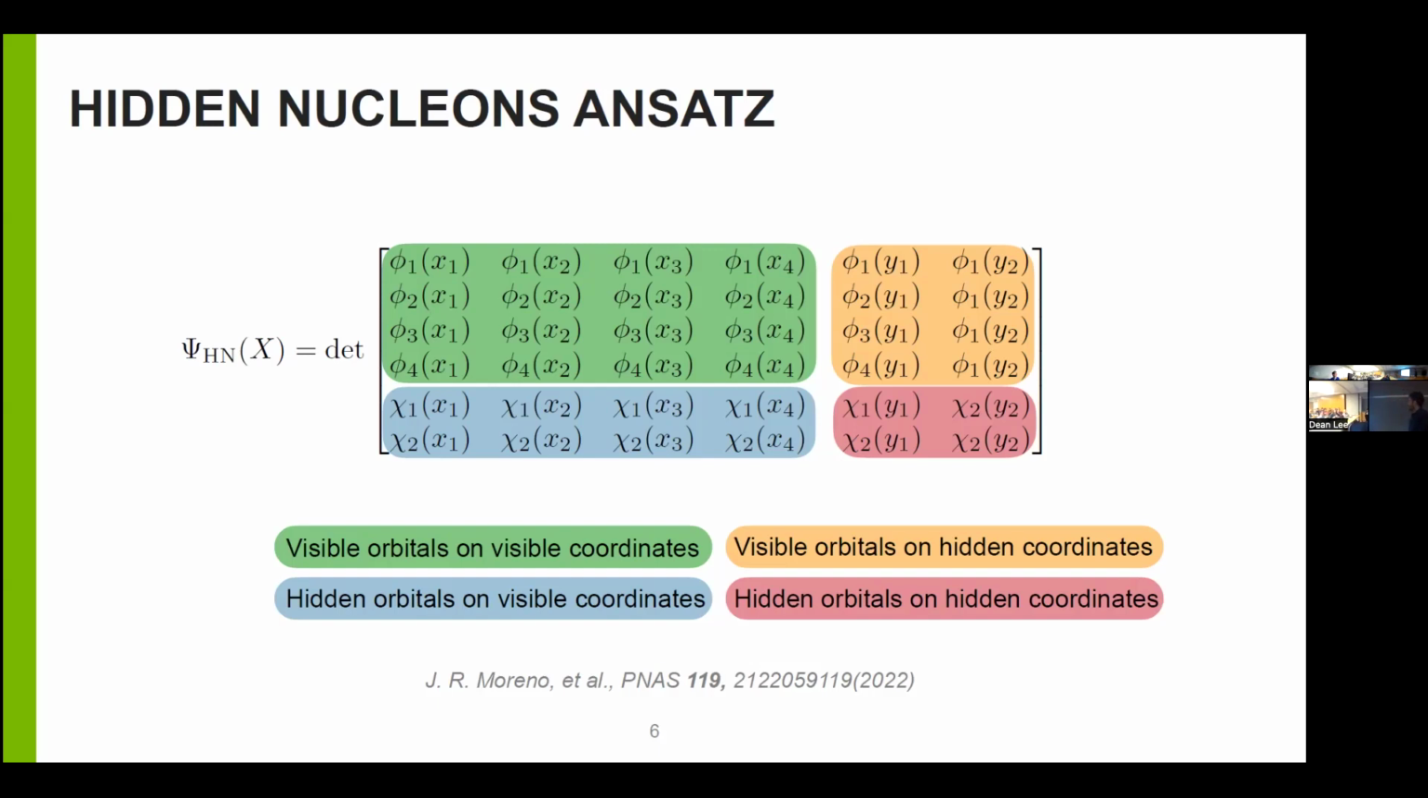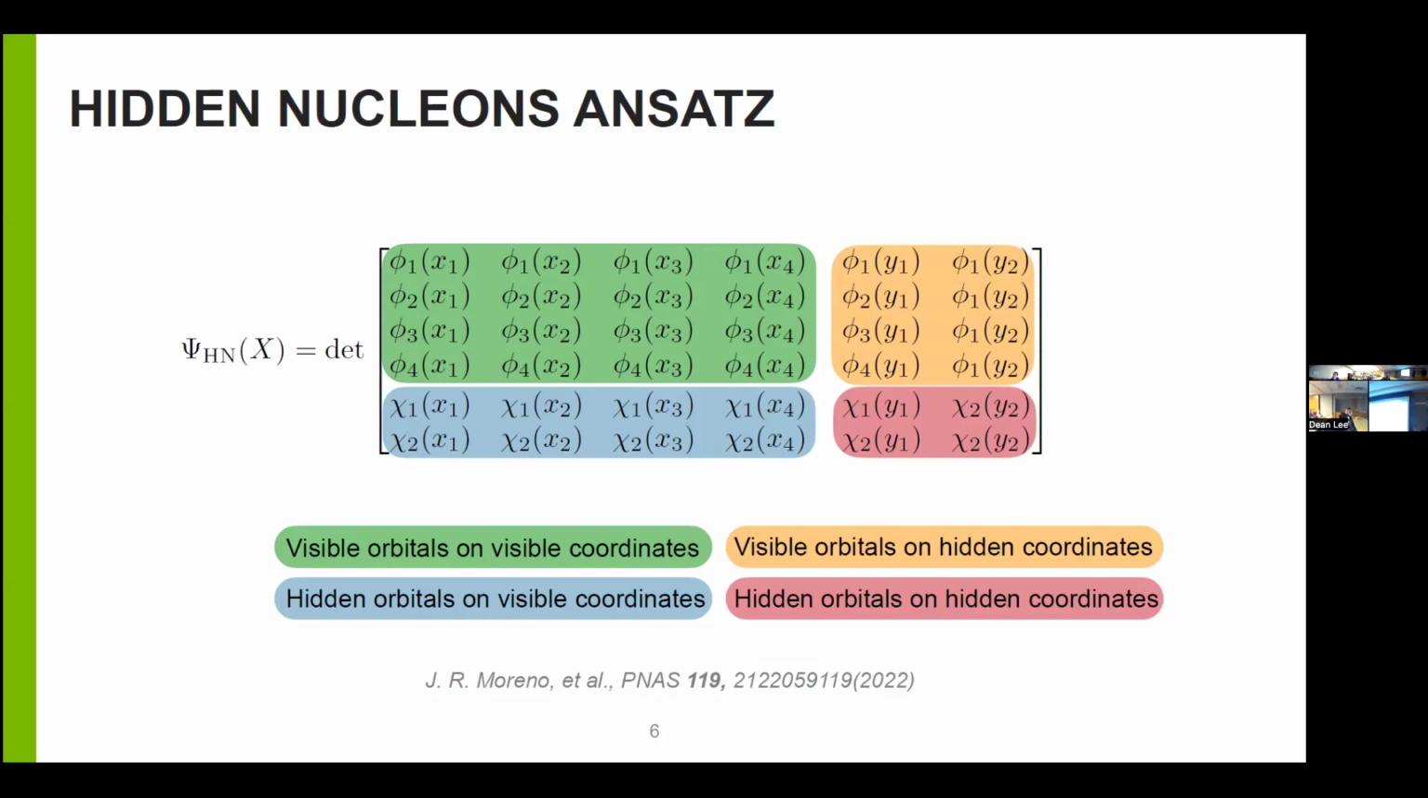Why do you need these extra hidden variables and nucleons? Because a single Slater determinant is not a universal approximator, and this one instead is. Universal means that you can express any antisymmetric wave function in this way. A Slater determinant alone would be restrictive because it doesn't capture correlations. Any antisymmetric wave function can be written in this way on the lattice.